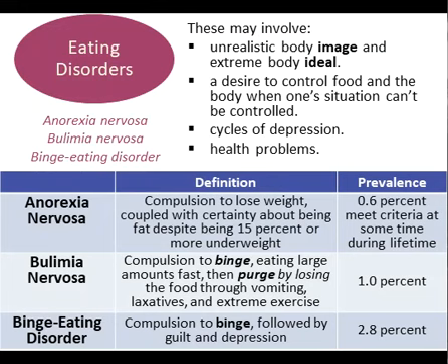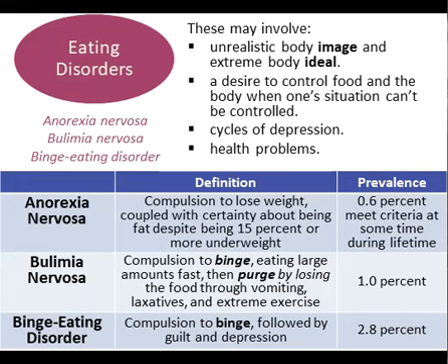Anorexia nervosa is a compulsion to lose weight coupled with certainty about being fat despite being 15% or more underweight. This person would look into a mirror and always see somebody who is overweight, even though anyone objectively would state that no, you're skinny if anything. So they have this compulsion to lose weight, and this certainty that they're already overweight. 0.6% meet the criteria at some time during their life. We usually see this with adolescent females, but we do see males have this issue as well. For example, if they're in certain sports, an adolescent male in high school may develop this, for example if they are on the wrestling team, which has a great deal of concern about weight.